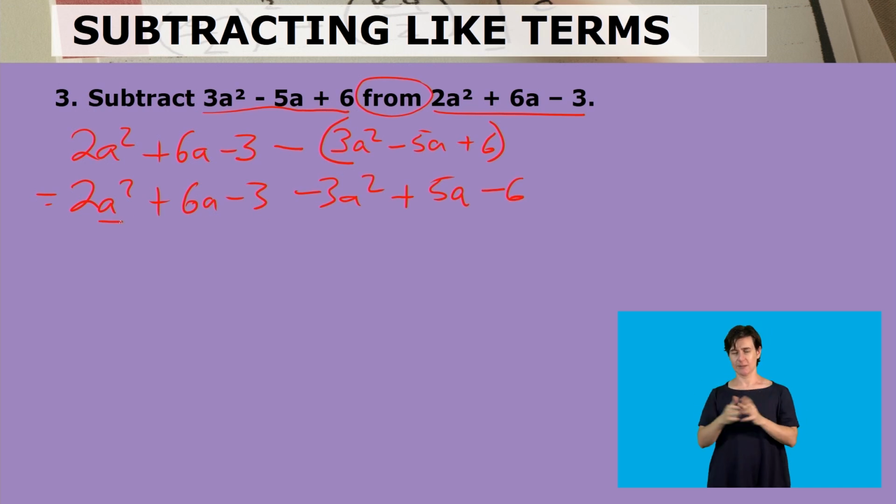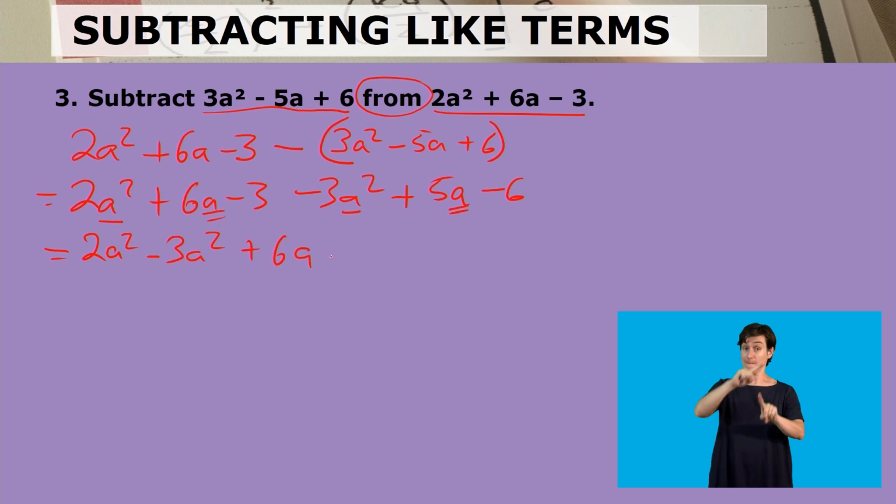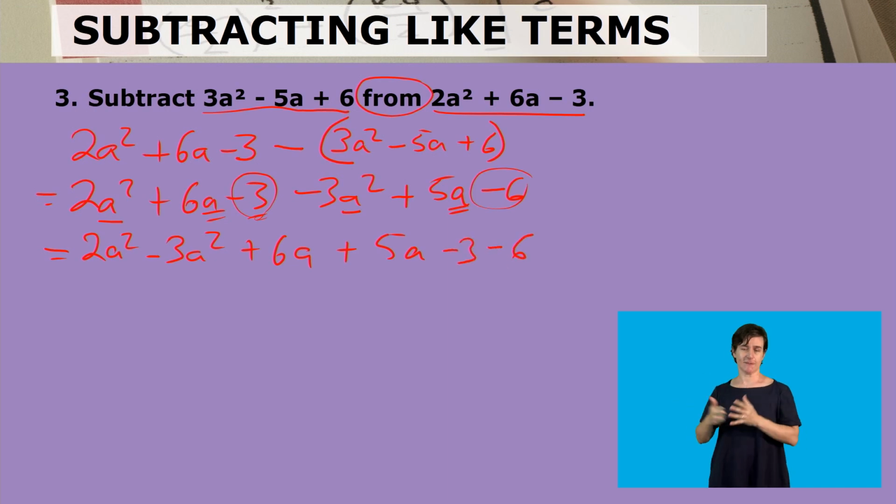Now we can look for our like terms. There's a squared there, there's a squared there. So it would be 2a squared minus 3a squared. Then the a's together would be plus 6a plus 5a. And the constant terms are negative 3 and negative 6.